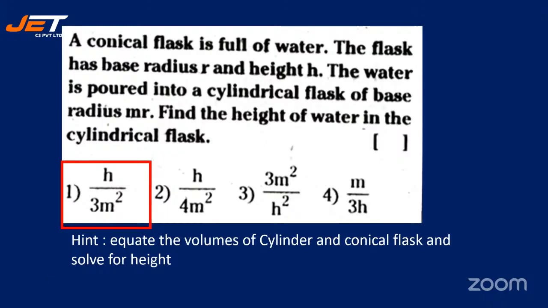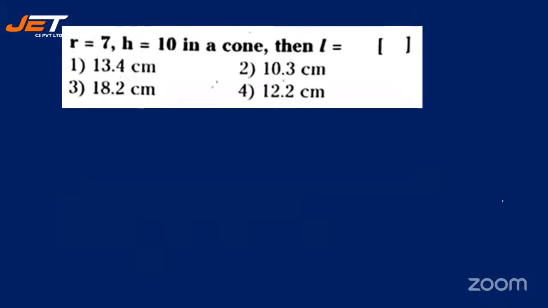All right, now let's see how many of you have given the correct answer for this. Option 1. Who is this? Manogna says option 3. Okay, Diksha says option 1. You're right. I have Diksha. Okay. I have Nasbeen, Navatej, Sahasra. All right. Good students. Good that you all are giving me the correct answers. Right. See the next question. R is 7, H is 10 in a cone. Then what is L?